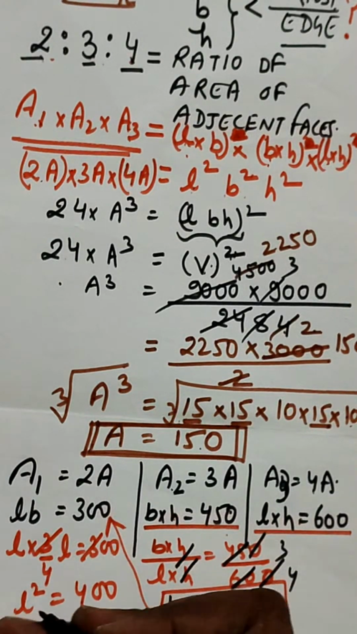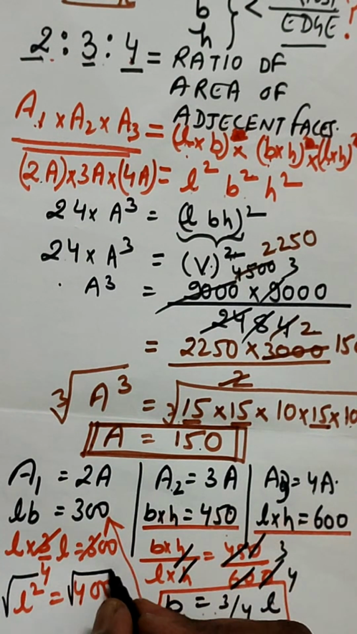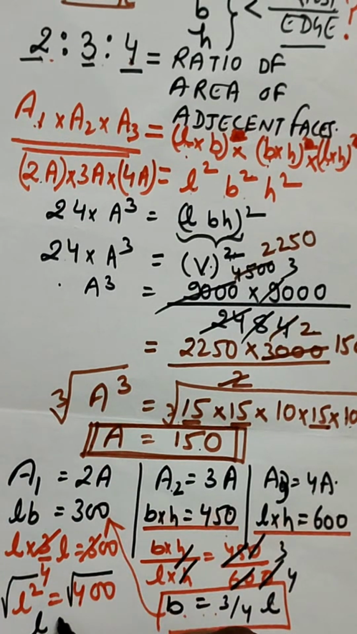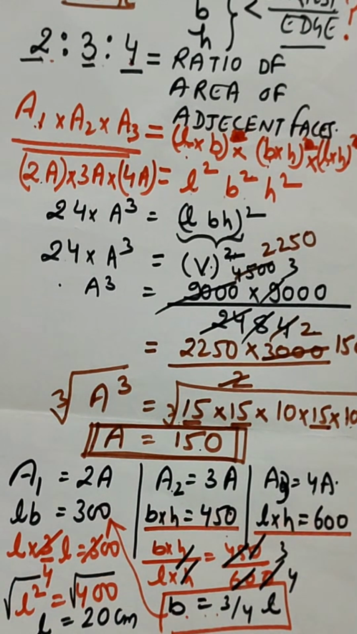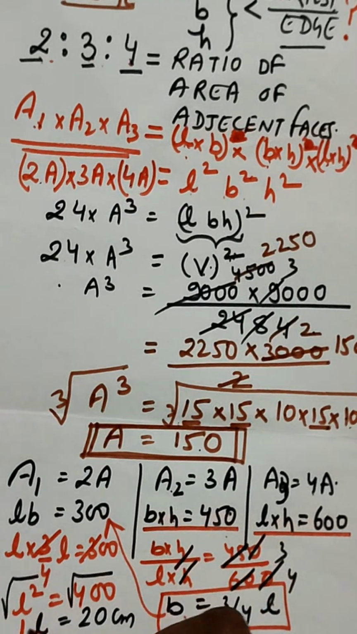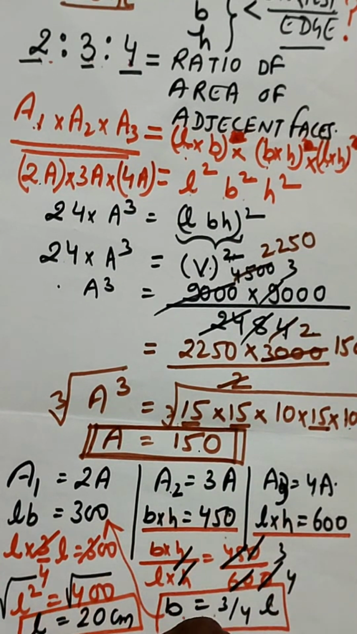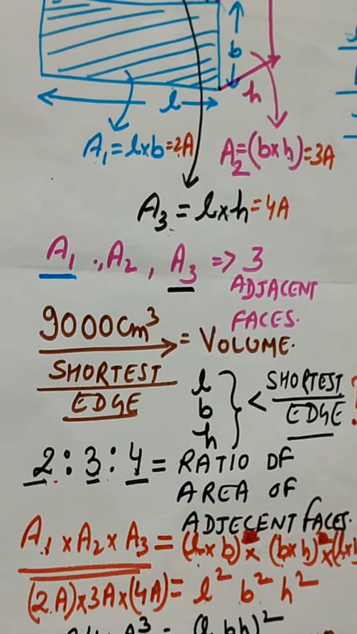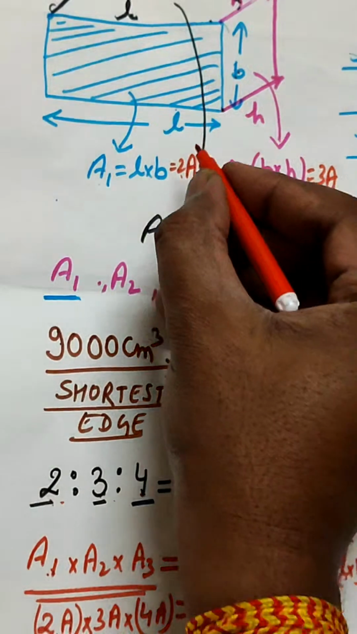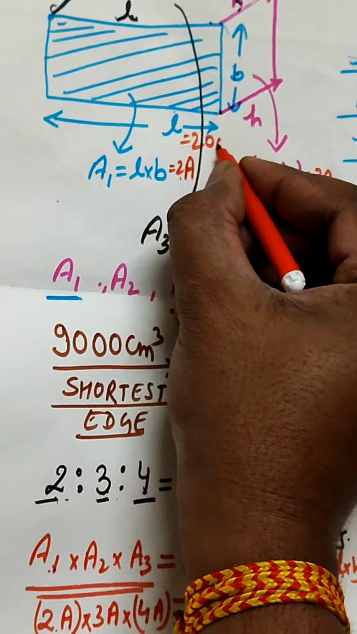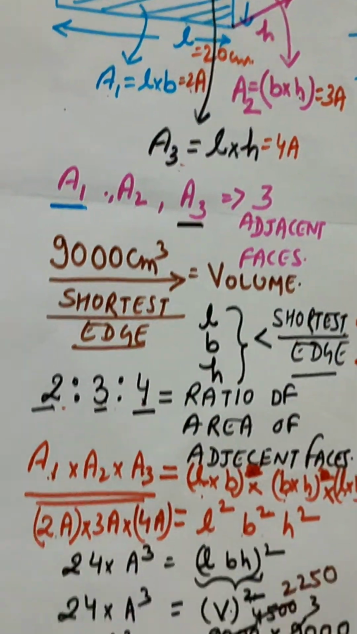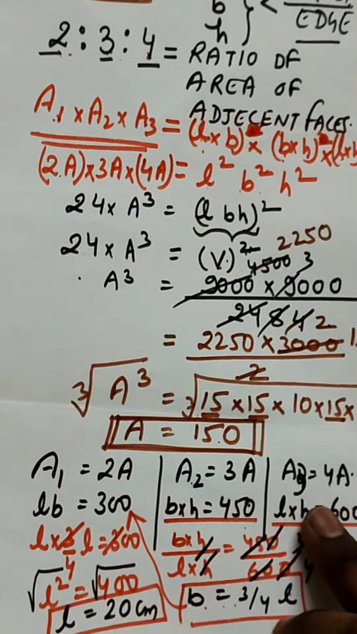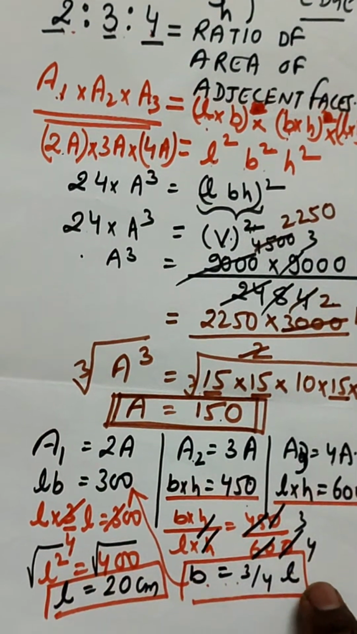When you take the root on both sides, then the value of L is arrived to you, that is 20 centimeter. So one of the edges you have calculated, that is 20 centimeter. So the value of length is calculated to you as equal to 20 centimeter, right? Now what are the other values which we are going to derive?